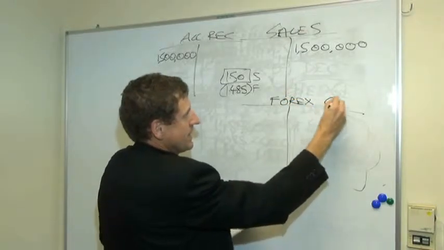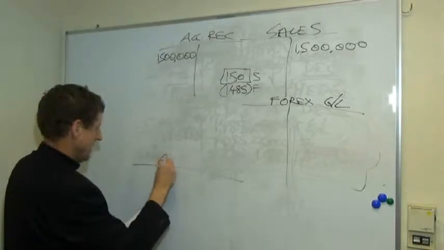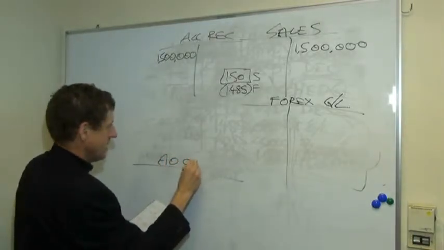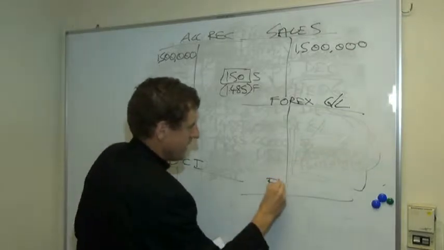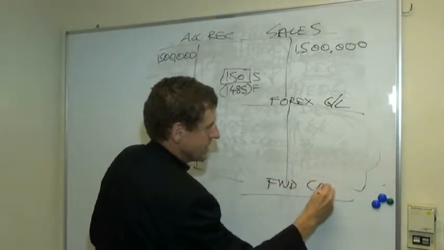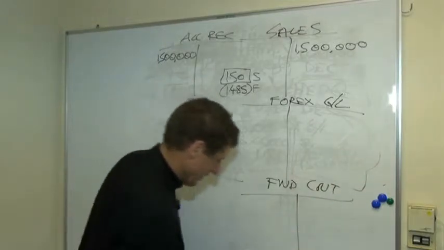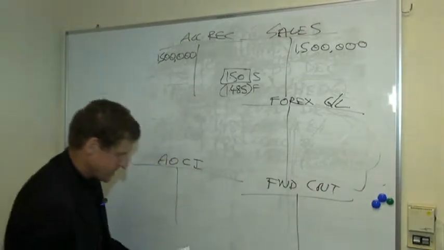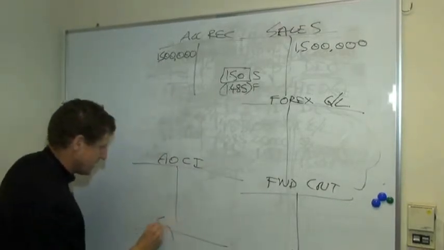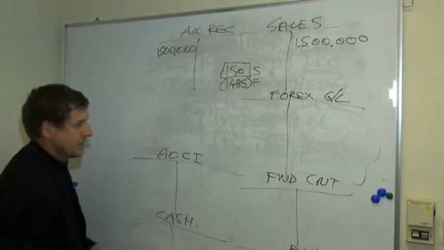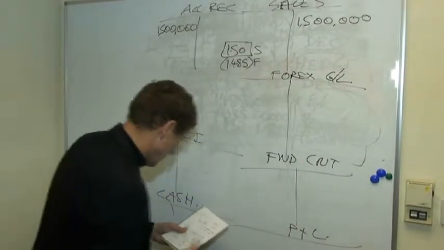So again, we've got our Forex gain loss, and we've got our other comprehensive income, and we've got a forward contract account, and of course we've got a lot of other issues that are associated with profit and loss down here, and then we've got cash down here. Okay, and so what tends to happen is, and what else have we got?